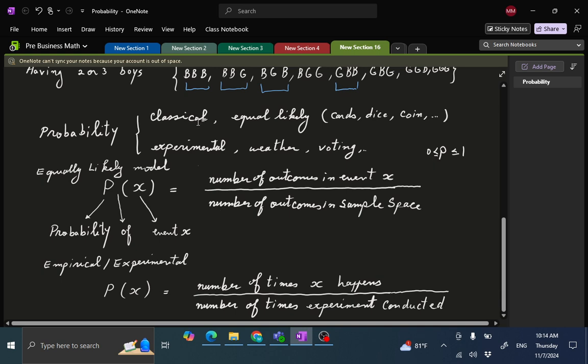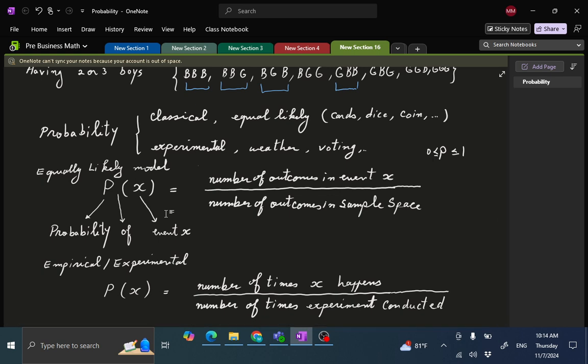We have classical cases, we have experimental cases. Classical cases are with fixed essential probabilities and typically an equally likely scenario in which we can do the problem by simple counting. We count how many times a certain thing happens, we count how many total number of possibilities there are, and the ratio is going to give us the probability.